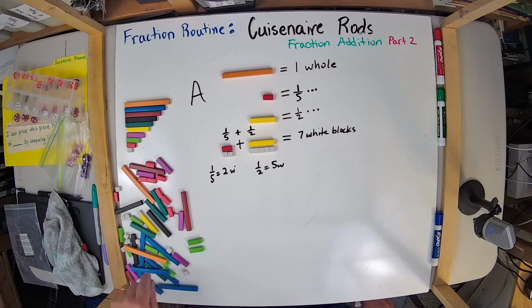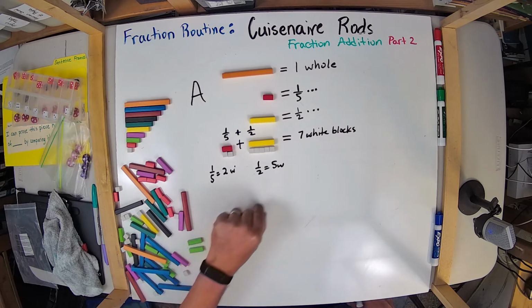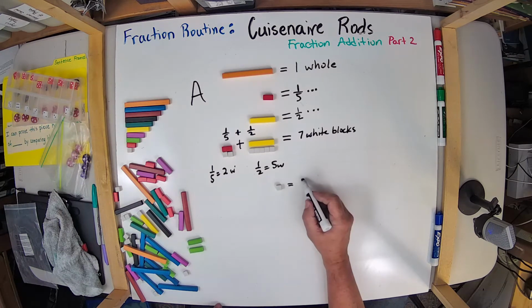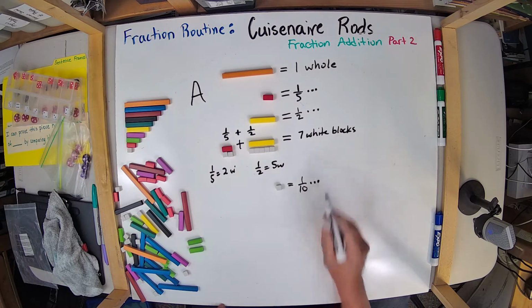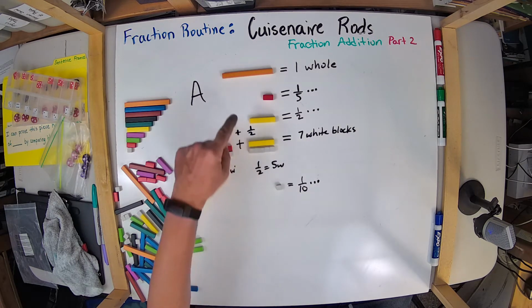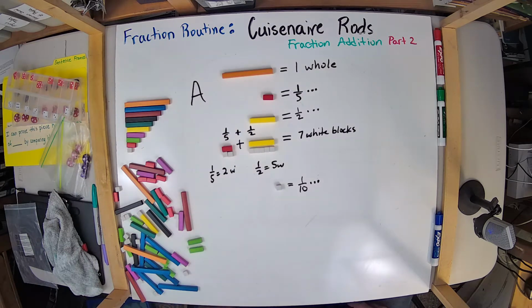So I would say, oh, to know what the value of a white block is, I have to compare it to the whole. And so that's equal to 1/10. And give my reasoning there, because 10 white blocks is equivalent to 1 orange block.